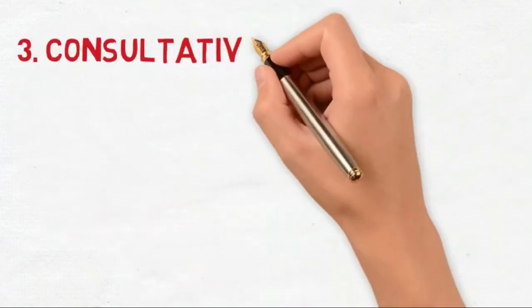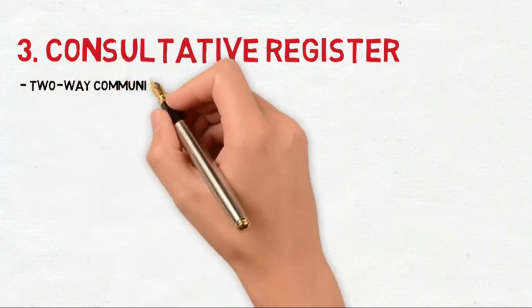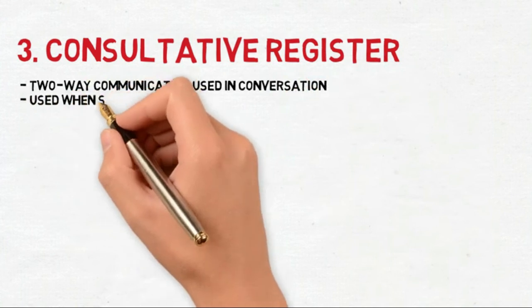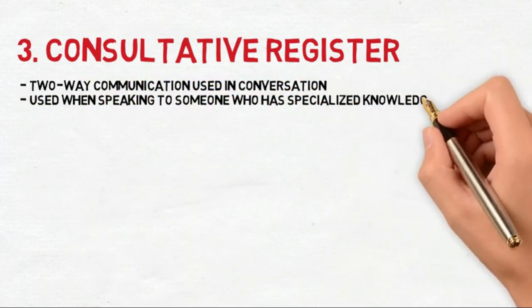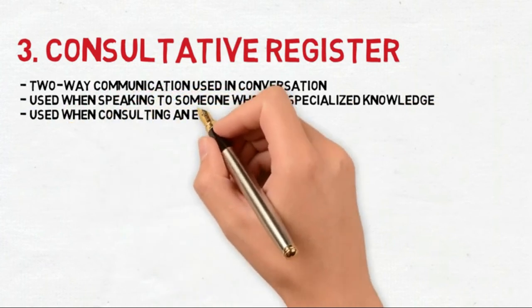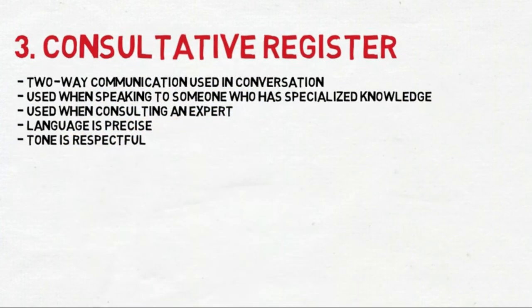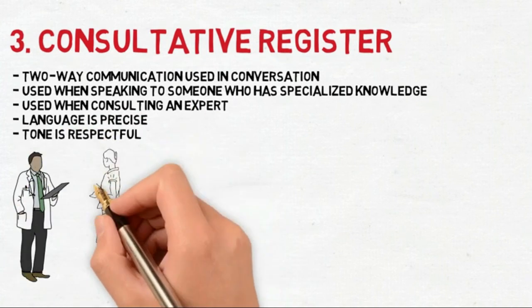Number 3, consultative register. It is a two-way communication used in a conversation. People use this register often in conversation when they're speaking with someone who has specialist knowledge or is offering advice. In other words, this is the register we use when consulting an expert such as a doctor. The language used is more precise and the tone is often respectful.